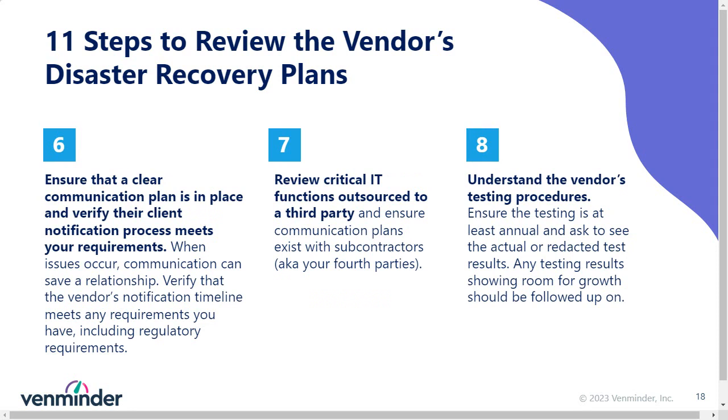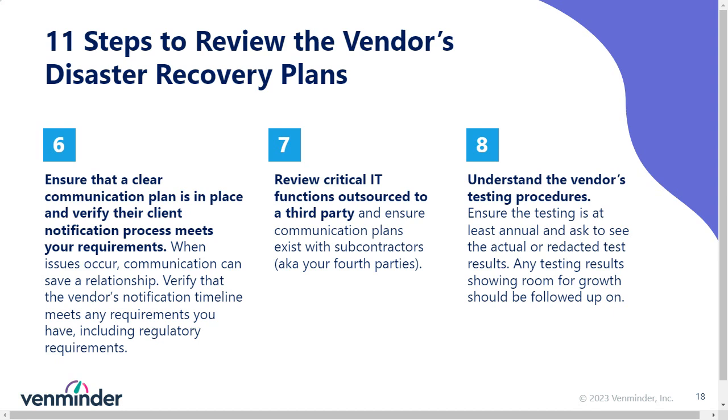Next, ensure that a clear communication plan is in place and verify their client notification process meets your requirements. When issues occur, communication can save a relationship. Verify that the vendor's notification timeline meets any requirements you have, including regulatory requirements. As I mentioned, this is commonly put in an SLA. Review critical IT functions outsourced to a third party and ensure communication plans exist with subcontractors, aka your fourth parties or your nth parties. Those are the vendor's third parties.